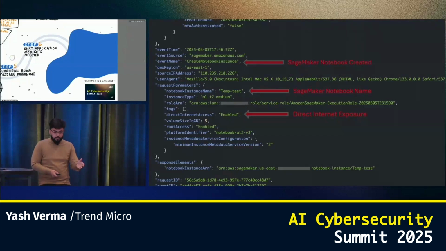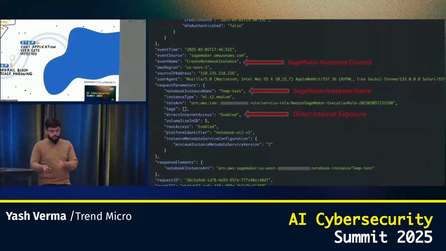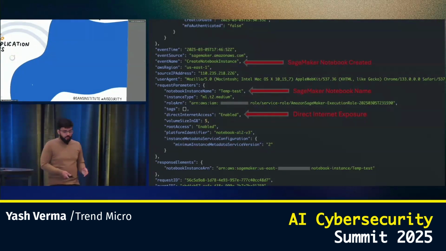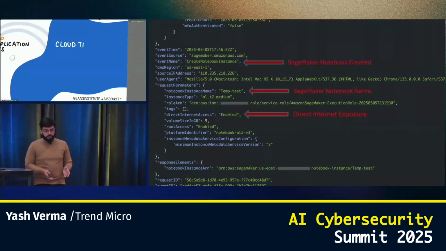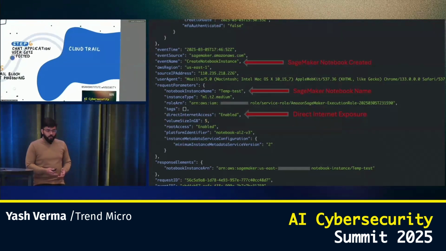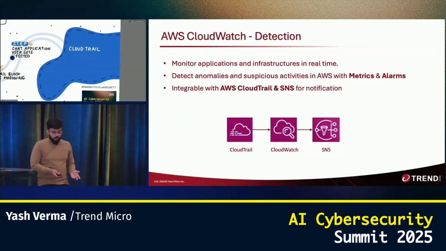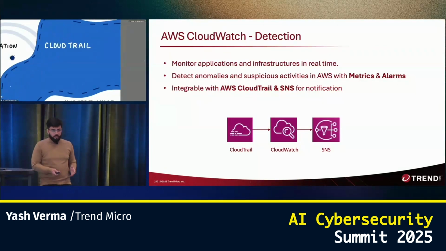Someone is creating a notebook instance with the SageMaker notebook name, and direct internet access was enabled. So here we have two aspects: one is an ongoing misconfiguration by a developer, and the second is an ongoing attack by the attacker. Both of these would be detected by CloudTrail. But it's very difficult to go over each CloudTrail log. There are a lot of CloudTrail logs generated per day.